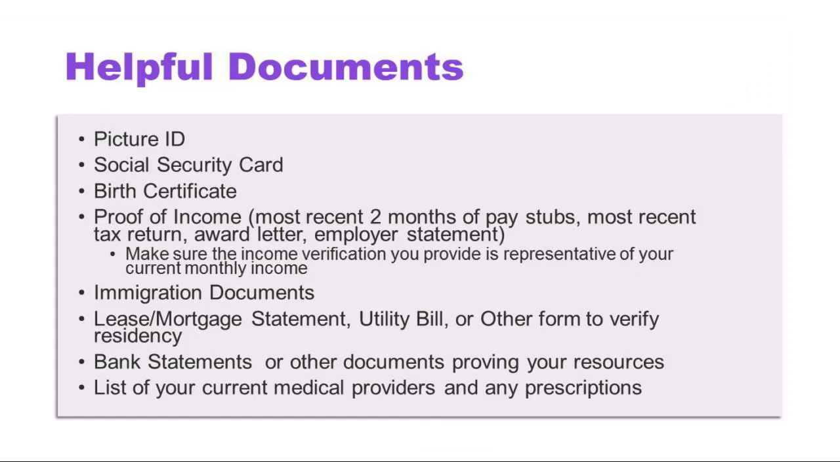This is a list of helpful documents to bring with you when you meet with an application assister. If you are missing any of these documents, the application assister can still help you start the application, but it may slow down your eligibility determination. You need to bring in proof of income for anyone in the household, but household members who are not applying for coverage do not need Social Security cards or immigration documents. If you've lost a job or changed jobs recently, you may also need to bring in proof of when your previous employment ended.